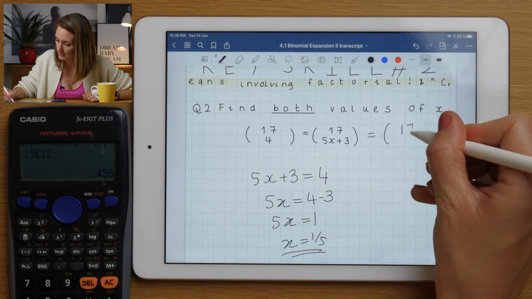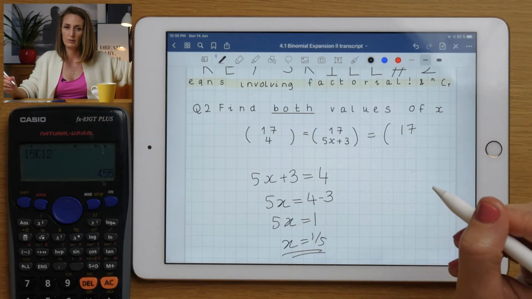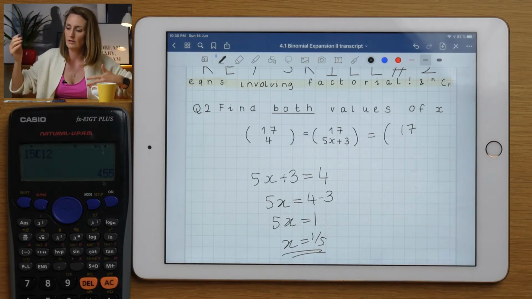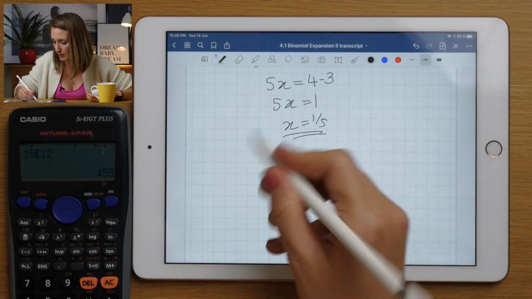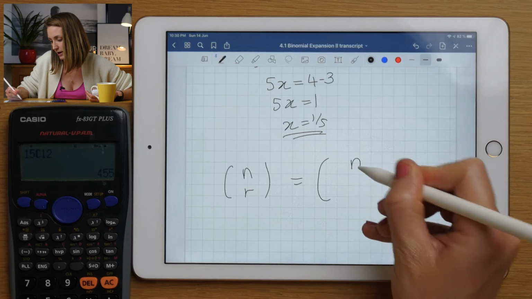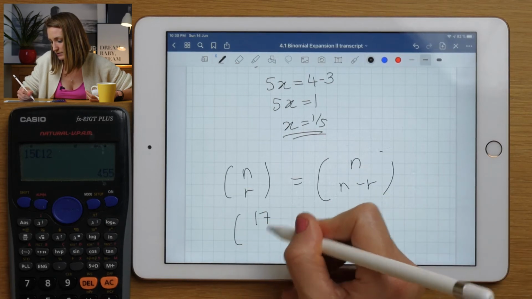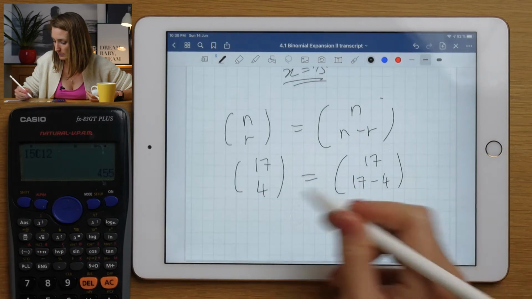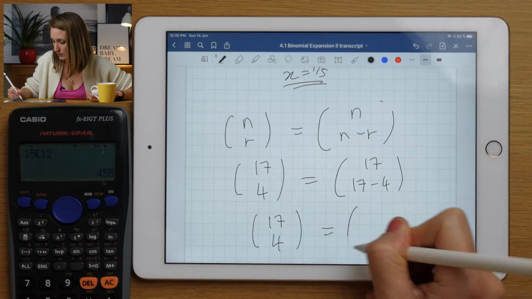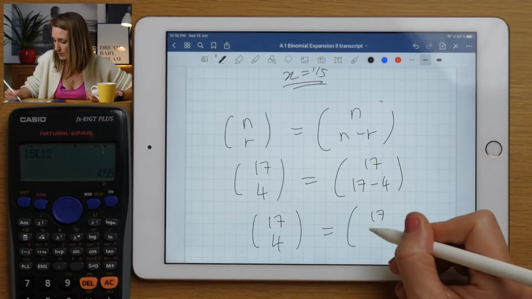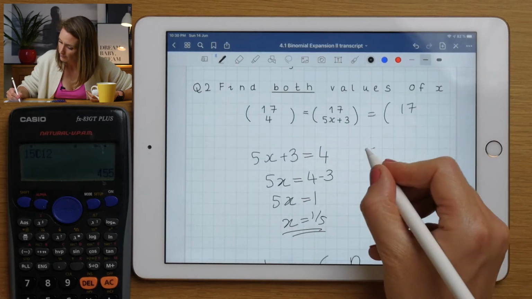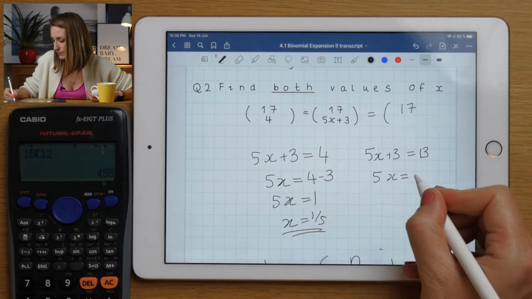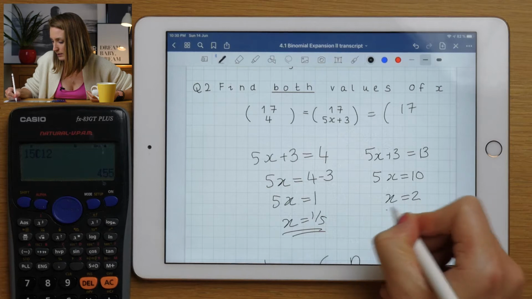17 choose 4 will be the same answer as 17 choose something else. Now think about it. If one end was starting on 0 and going to 1, 2, 3, 4, and the other end was starting at 17, 16, 15, where would they meet? Well, you can always use your formula. n choose r is the same as n choose n minus r. So 17 choose 4 is the same as 17 choose 17 minus 4, which is going to be 13. So the other option for 5x plus 3 could be 13. And in this scenario, x would be 2.